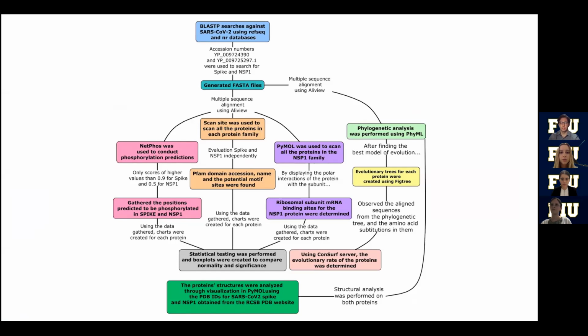Using the data gathered, charts were created for each of the proteins, and statistical testing was performed to create box plots that compared the normality and significance of the genetic variations. We created a phylogenetic tree to map out the evolutionary rate of the proteins. The protein structures for spike and NSP1 were visualized using a program named PyMOL.